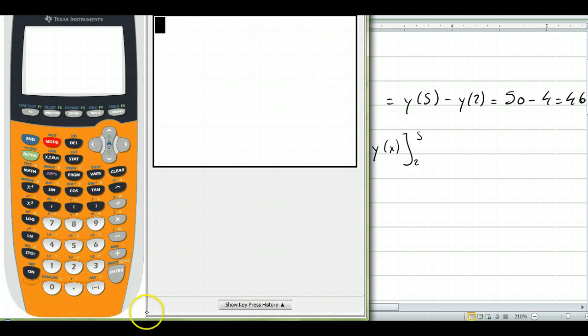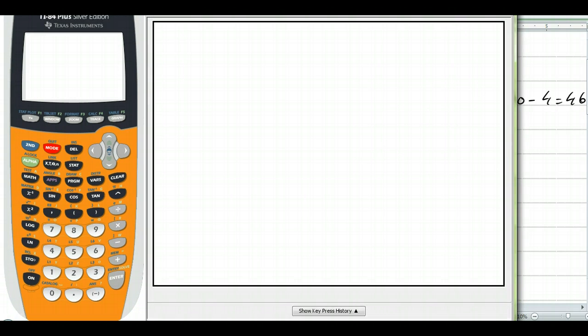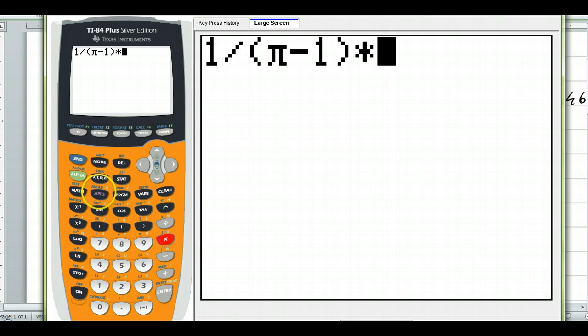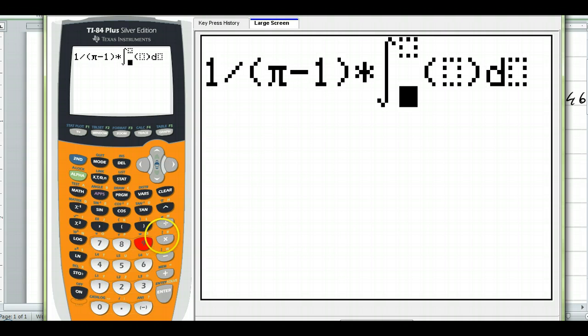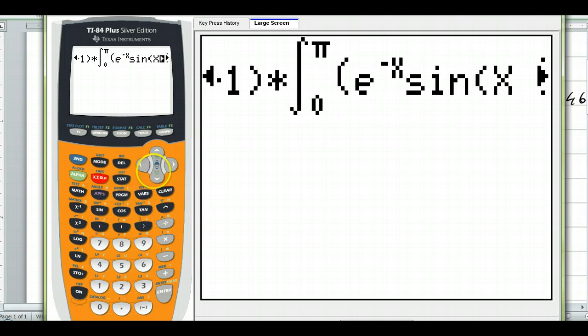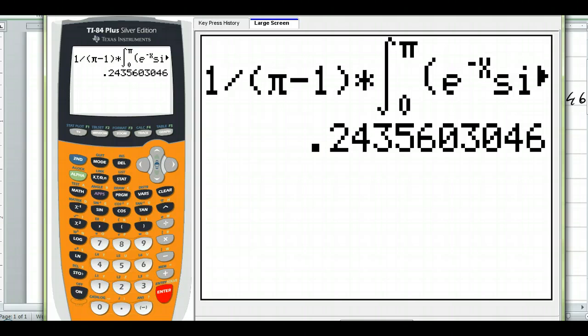So let's grab the calculator. Last time I kind of wasted time with this thing. So 1 divided by pi minus 1, close the parentheses, times math 9, sum between 0 and pi. The function is e to the negative x, times sine x, close the parenthesis, then dx. Let's see if we get an answer of 0.243.